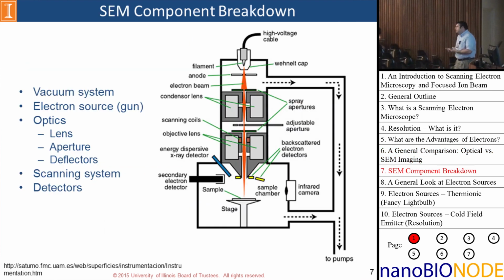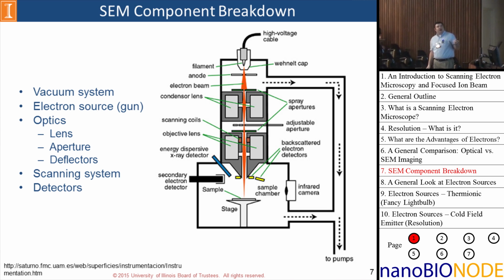So the major components of a SEM in a quick breakdown. First thing, we have a vacuum system. We'll talk about that a little bit later in terms of sources. Sources require a vacuum. Your electrons also require a vacuum. So we have a source, which is going to produce your electrons. Usually sits on the top of the column.